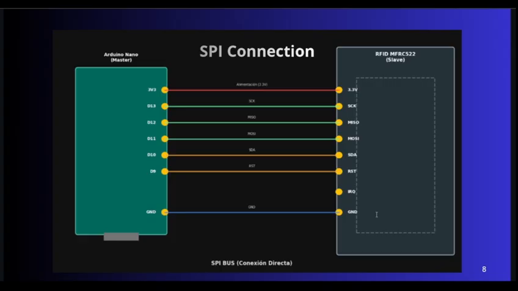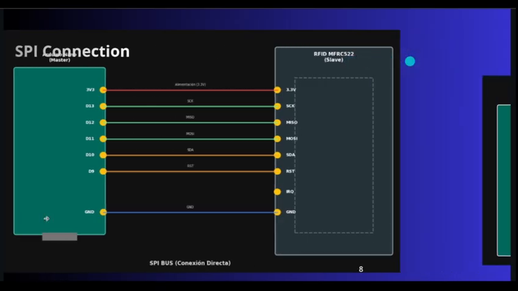First, SPI. We use it for communication between the Arduino and the RFID module. The main advantage of SPI is its high speed and full duplex design, allowing for very fast and efficient data exchange. It is fundamental for the MIFARE protocol operation, which requires sending commands and receiving responses with specific timings. On this line, the Arduino is the master and generates the clock signal.